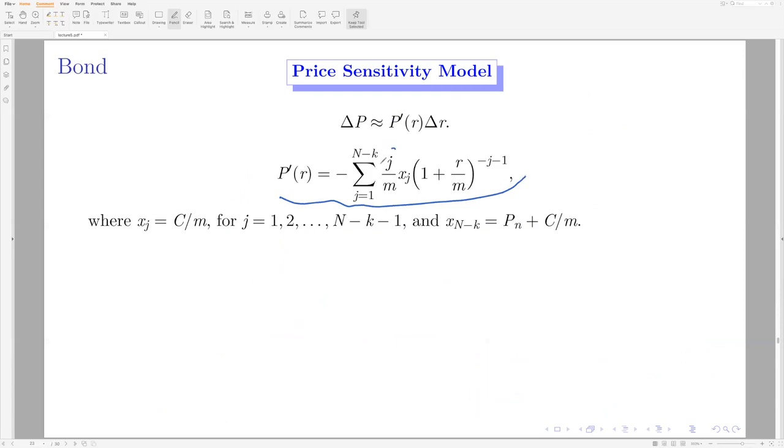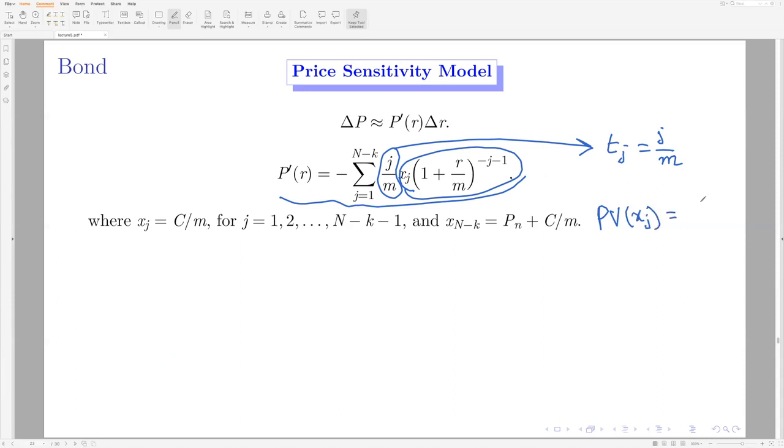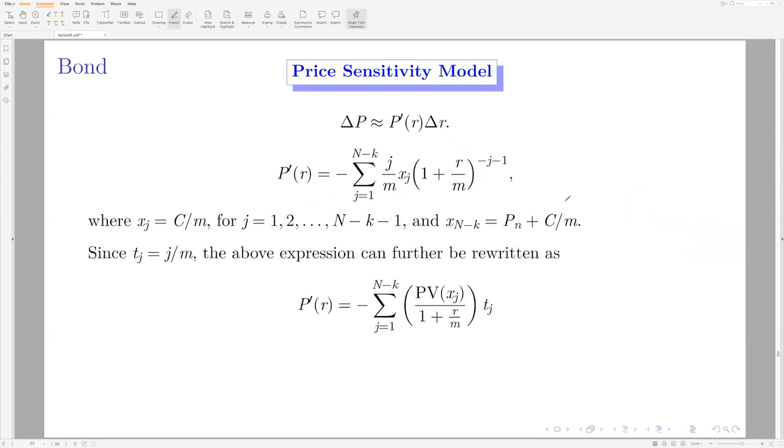Now observe that this is nothing but T_j, that is, j by M. In the last class, we have used this many times. And what is this part? You can see that PV of X_j is nothing but X_j divided by 1 plus R by M to the power of j. We precisely have this here, X_j divided by 1 plus R by M to the power j alone. This other part is not there. Therefore, that alone I can replace by PV of X_j. So that's what I am doing here.